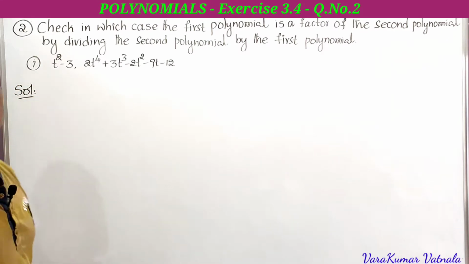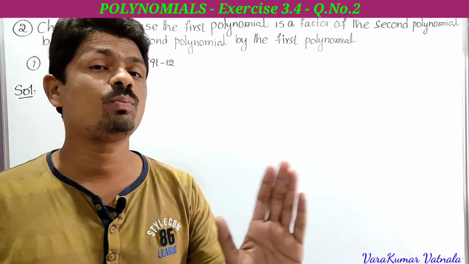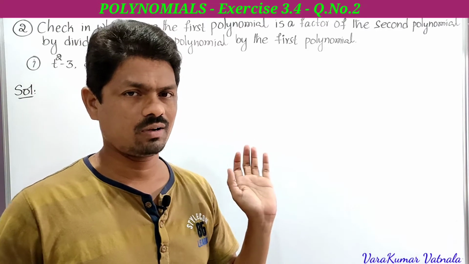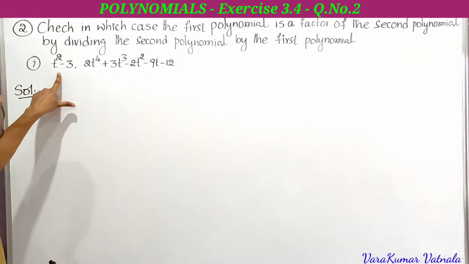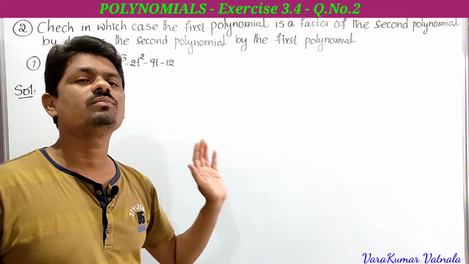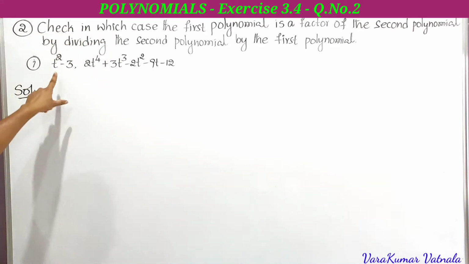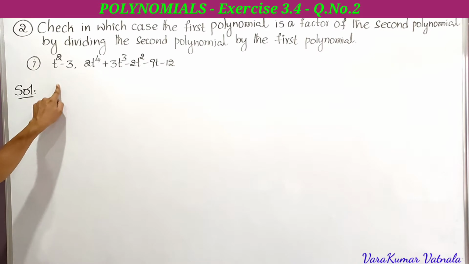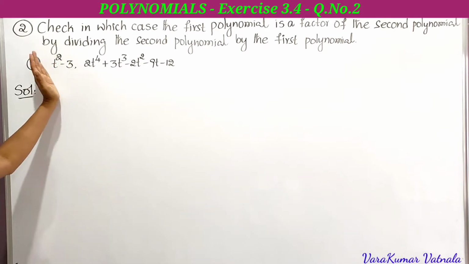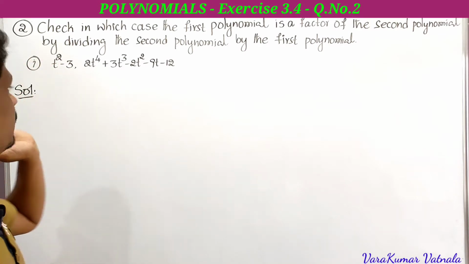Before doing the division of the polynomials, we have to check whether the two polynomials are in their standard form or not. So this is the first polynomial. What is the standard form? The degrees of the terms in the polynomial should be in decreasing order. Here the degree of this term is 2, and here the degree of this term is 0. 2, 0, it is in decreasing order. So this polynomial is in its standard form.